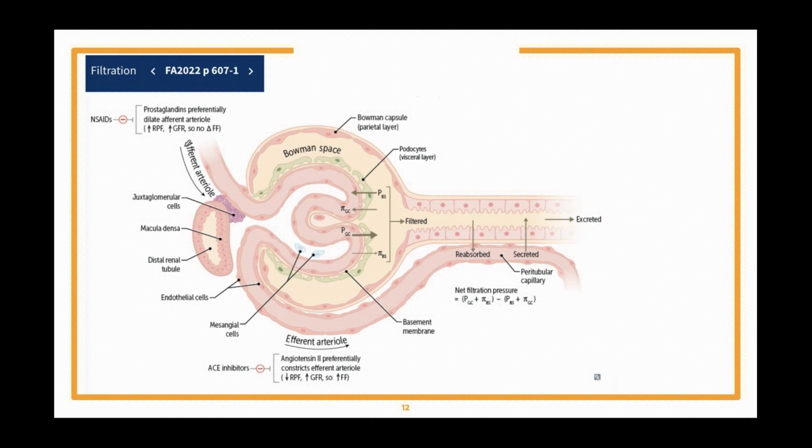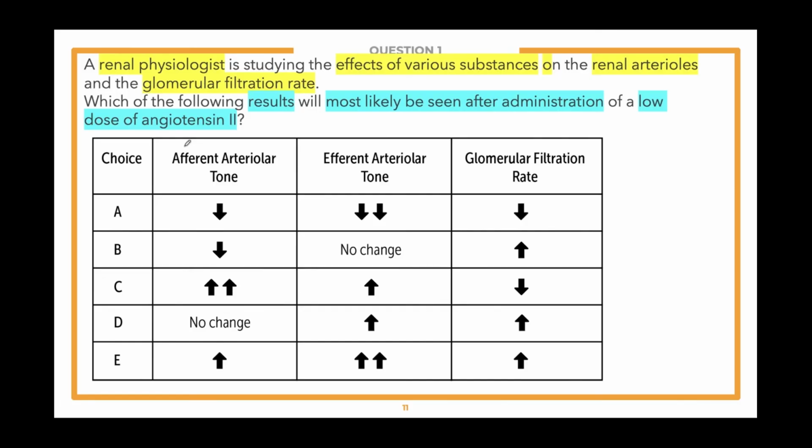So let's go back and take a look at those other answer choices, okay? And hopefully now you can see why E is correct, because angiotensin II in low doses does constrict both the afferent and efferent arterioles, so the tone is going to be increased, but it's greater in the efferent. And as a result, your GFR is going to increase because you have more hydrostatic pressure.